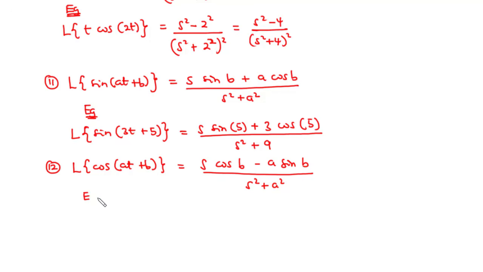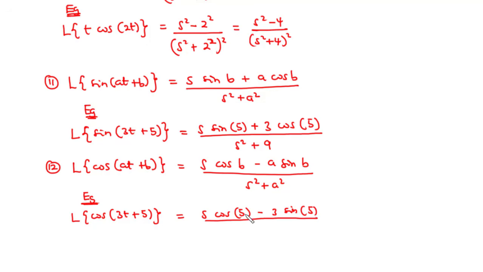So for example, if we consider the Laplace transform of cos(3t + 5), then here we have s cos b, and b is 5, minus a, we have a to be 3, so minus 3 sin 5, all divided by s² + 3². Now 3² is 9, so s² + 9.